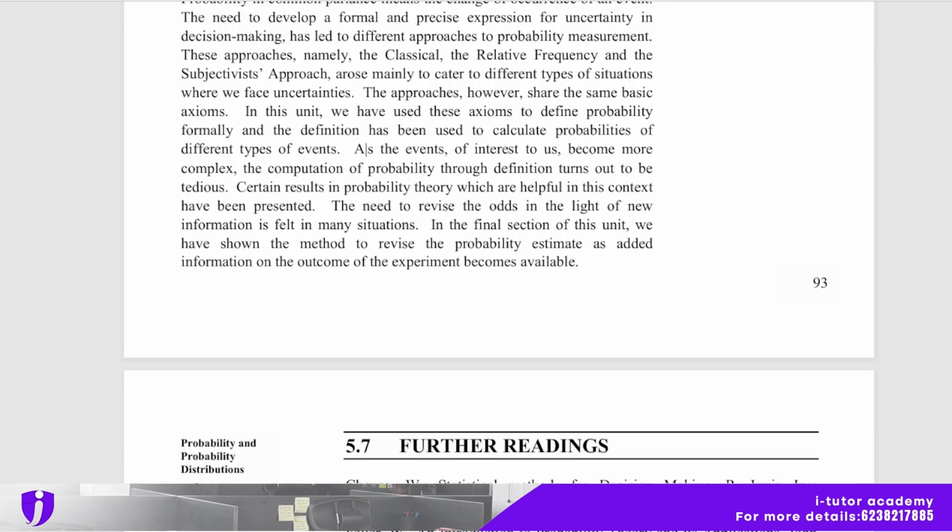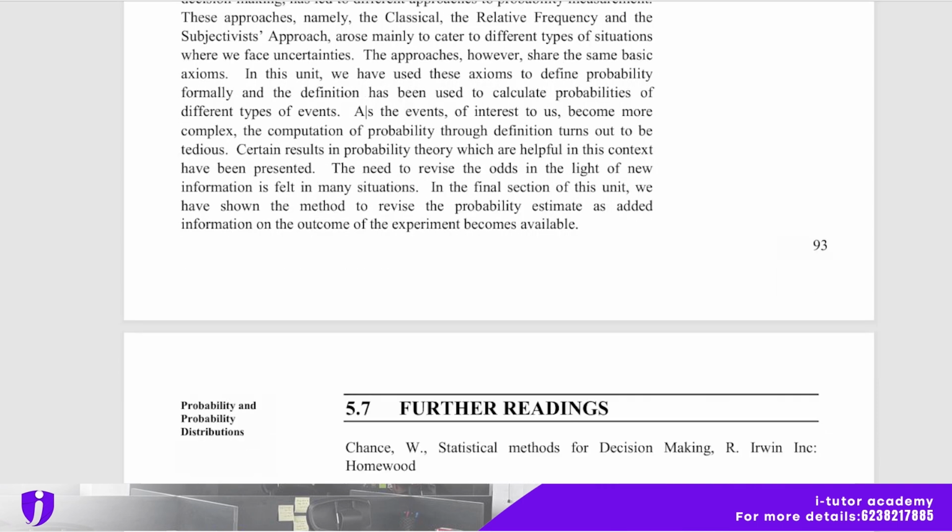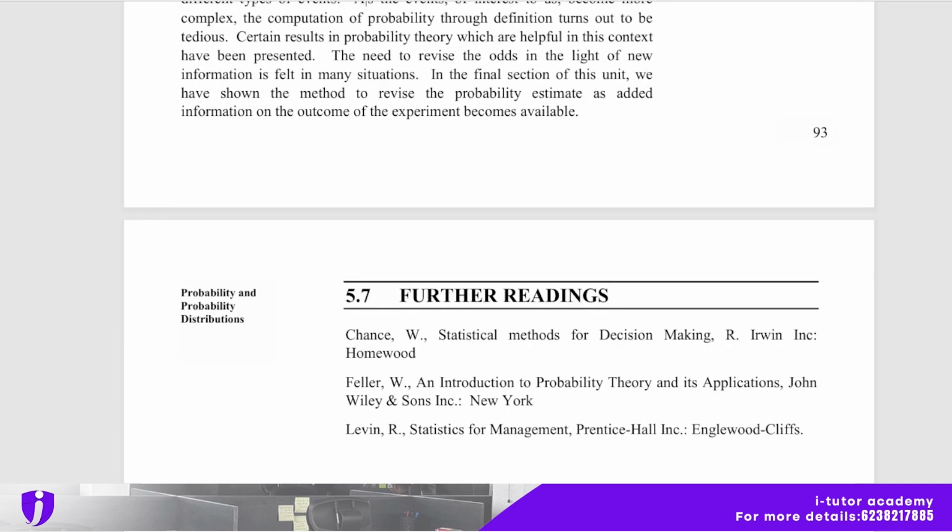The definition has been used to calculate probability of different types of events. As the events of interest to us become more complex, the computation of probability through definition turns out to be tedious, and certain results in probability theory which are helpful in this context have been presented. The need to revise the odds in the light of new information is felt in many situations. In the final section of this unit, we have shown the method to revise the probability estimate as added information on the outcome of the experiment becomes available.